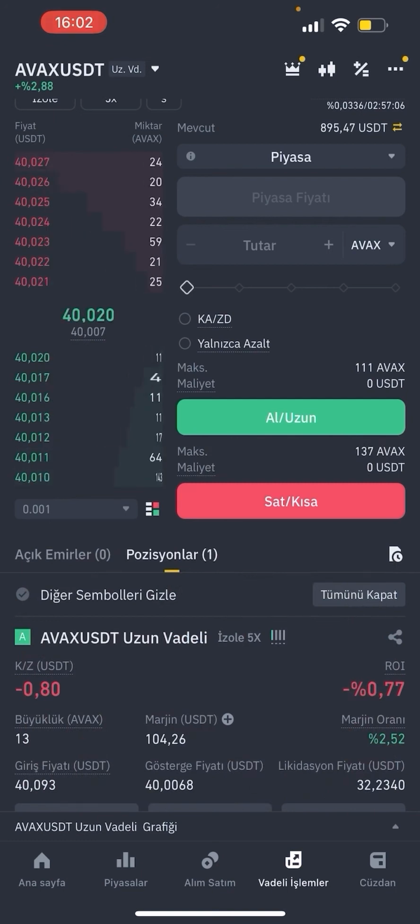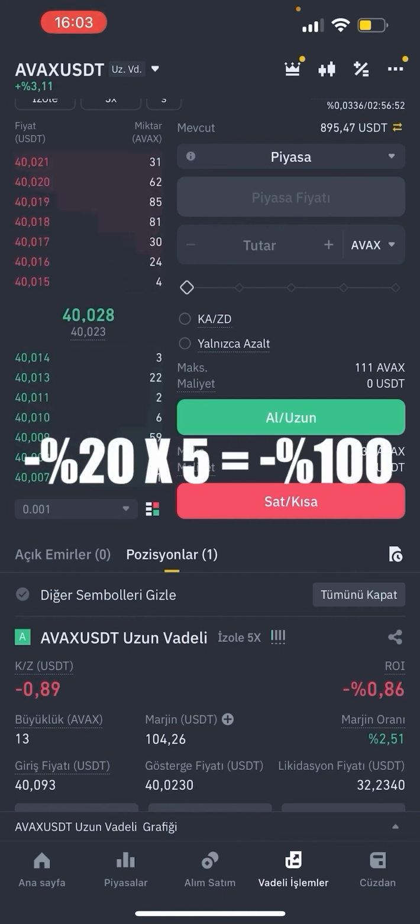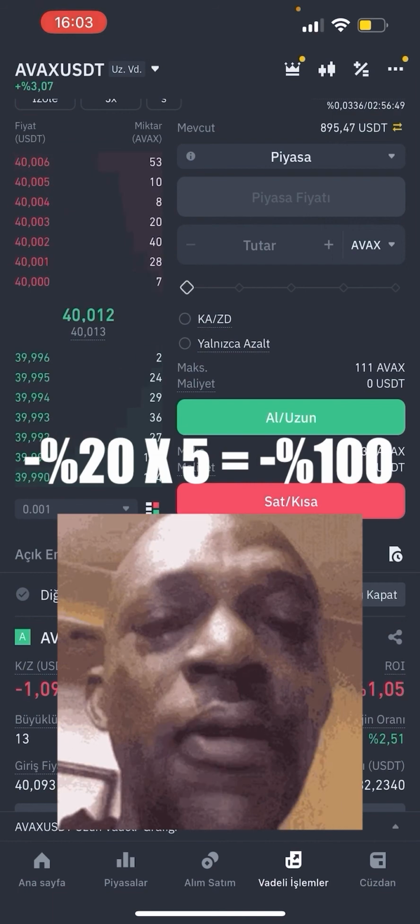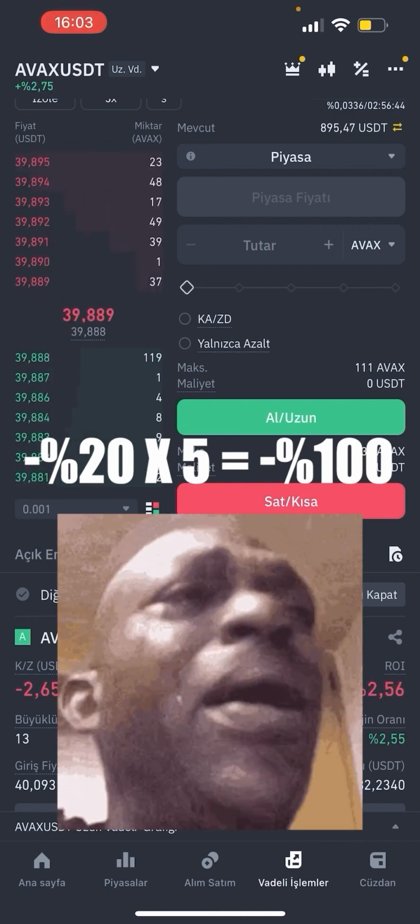And what happens if it goes down? If the AVAX goes down 20% from here, I multiply it by 5, my asset goes down 100%, and I lose all my money. So if the AVAX falls from $40 to $32, which is my liquidation price, all my money melts, friends.